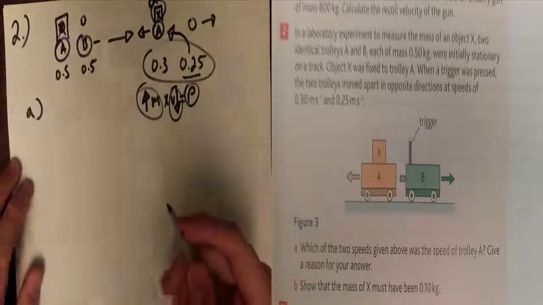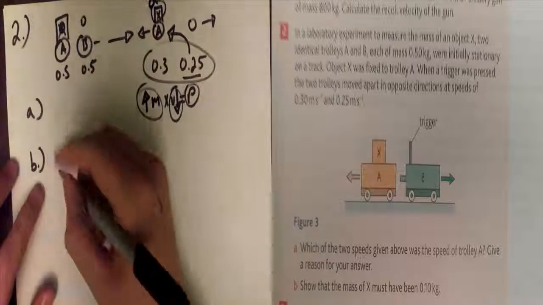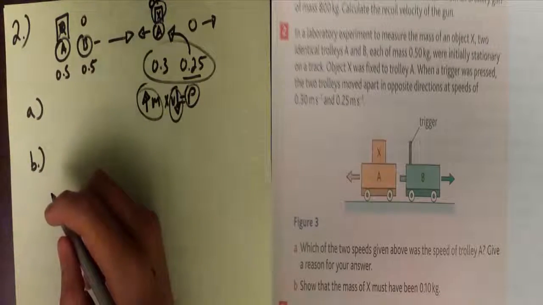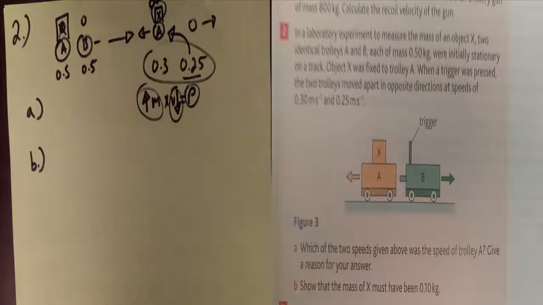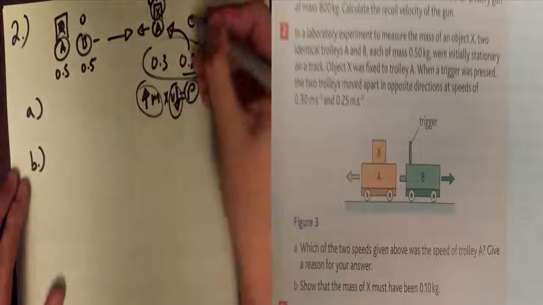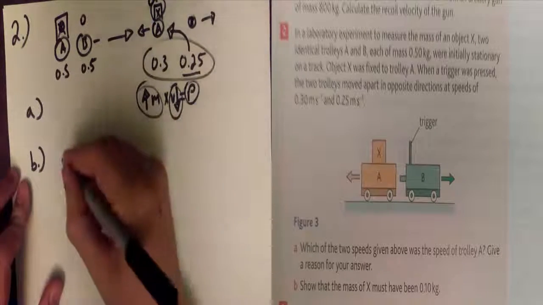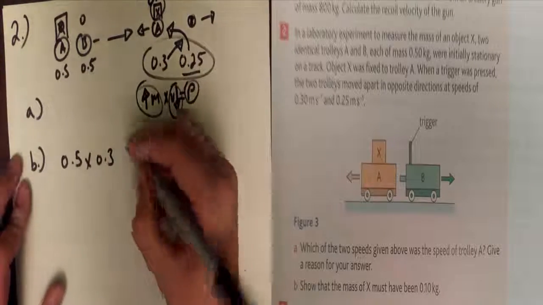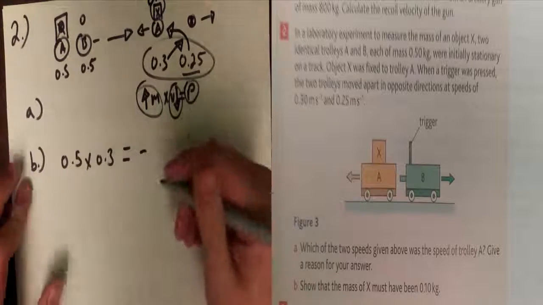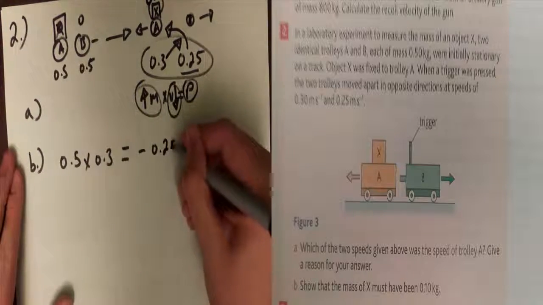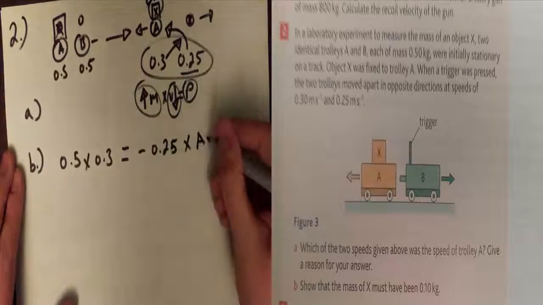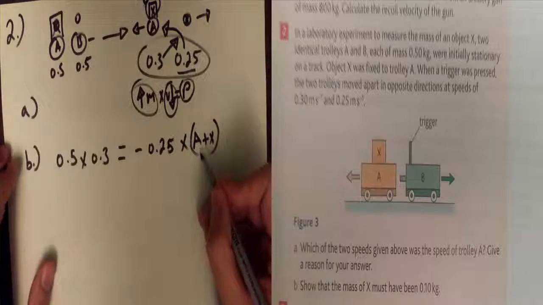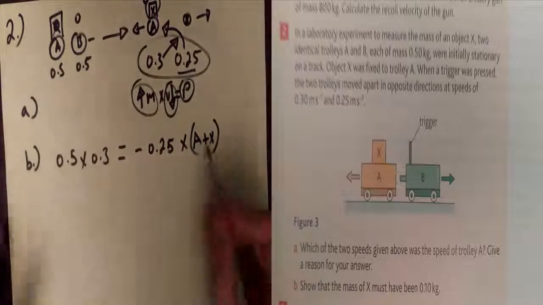Now, part B asks us to show that the mass of X must have been 0.1 kilogram. So, to calculate this, all we need to do is take the mass of B, which we know to be 0.5, 0.5 multiplied by the speed, which we know must be 0.3, will be equal to the negative 0.25 times by A plus X. We know A is 0.5, but it's easier to leave these in brackets for now.